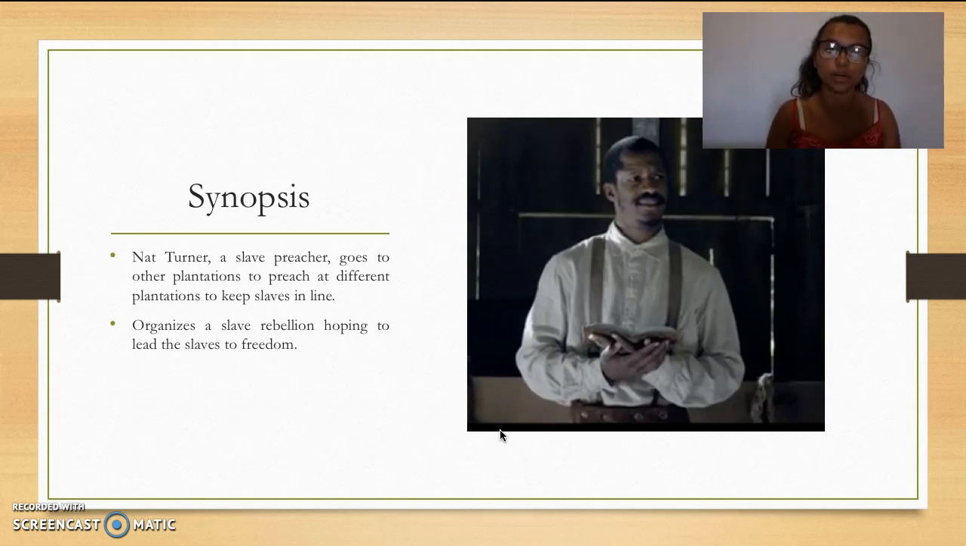So this film is about a preacher, Nat Turner, who is shown here. He is a slave preacher who goes to different plantations to preach to the slaves so that they can remain hopeful and stay in line and hopefully listen to their masters. And so as Nat goes to all of these different plantations, he begins to see the mistreatment of all the slaves and ends up organizing and leading a slave rebellion in hopes to lead the slaves to freedom.